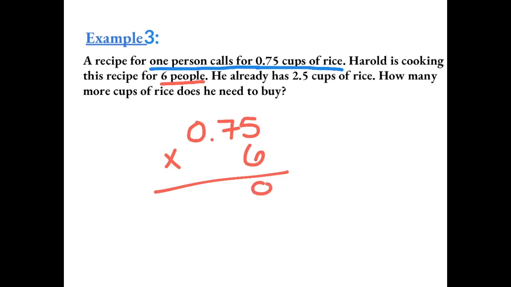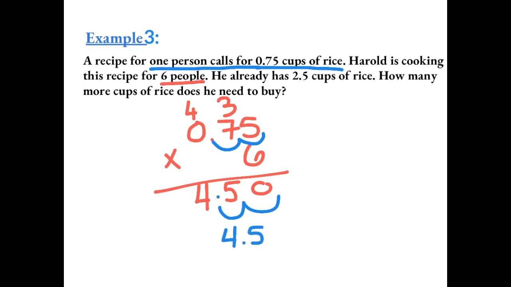6 times 5 gives us 30. 6 times 7 gives us 42, plus 3 more gives us 45. 6 times 0 is 0, plus 4 is 4. Now there's 2 numbers after the decimal, so we're going to move the decimal 2 places. So we get 4.5 cups of rice he needs for 6 people.